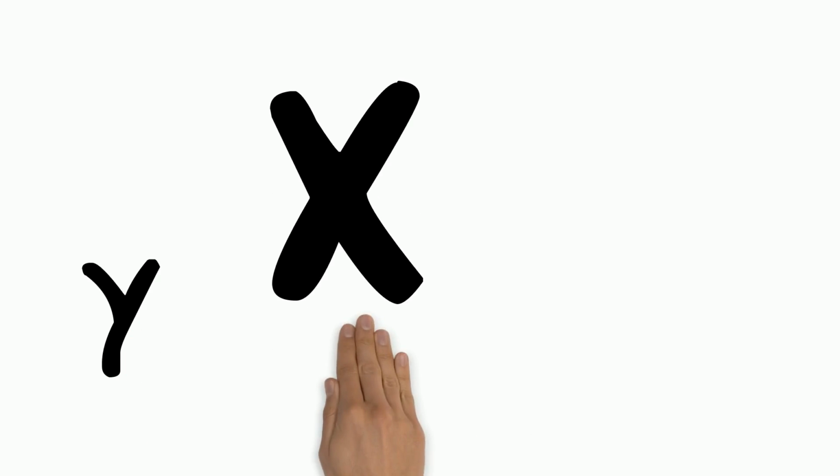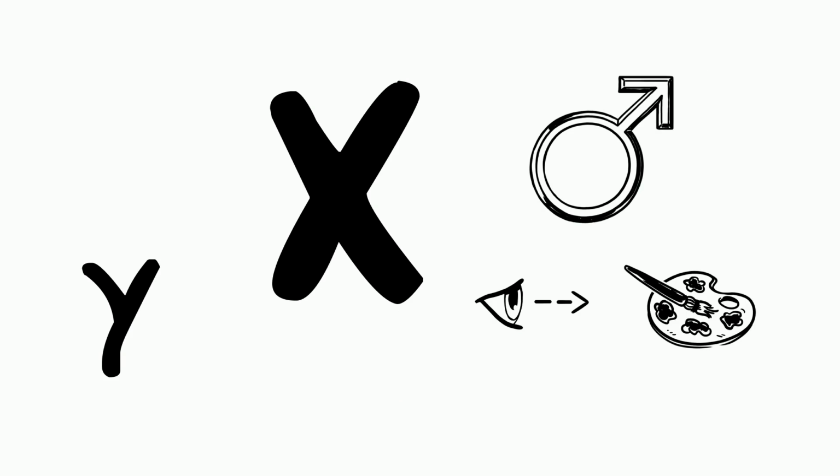The Y isn't as big and doesn't carry all the same genes as the X, so that males only get a single gene for some traits, like the ability to see some colors or male pattern baldness.